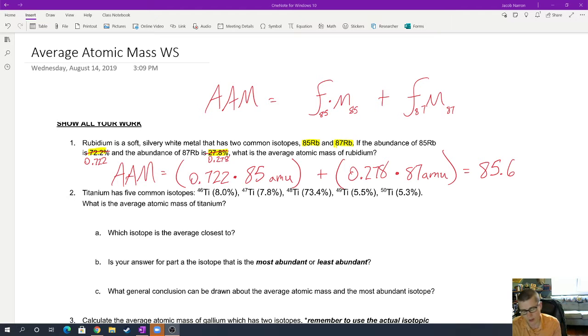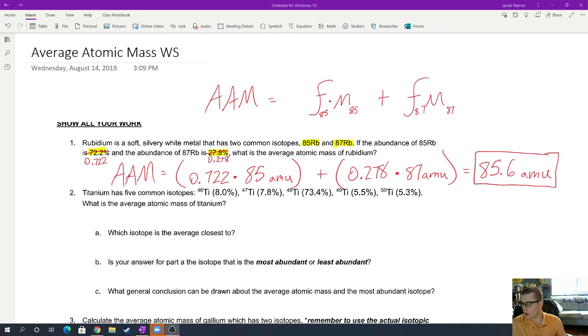Because as we saw, the abundance of the isotope 85 is much, much higher. So our final answer should also be a lot closer to 85 than it is 87. And notice I'm putting a box around my final answer. I'm putting units next to my final answer. So make sure you do that as well.